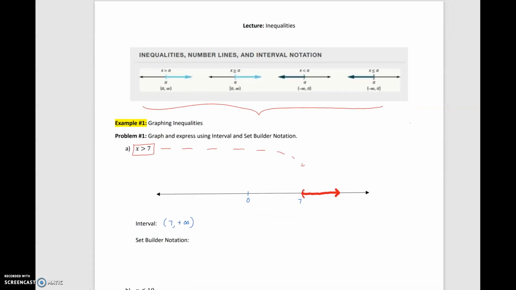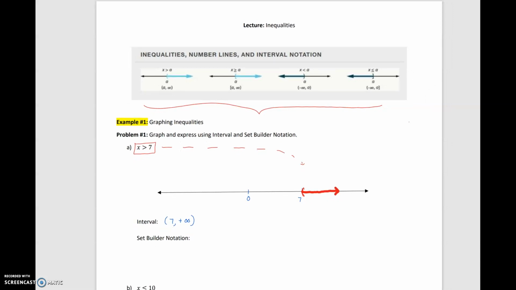They're asking for the set builder notation, and the set builder notation is going to be as follows. Squiggly bracket, then the variable that they're using, in this case x, and then a vertical bar. This vertical bar represents such that. And then in this case, x is greater than 7, and x is a real number. Let me just write what the vertical bar means. That means such that.